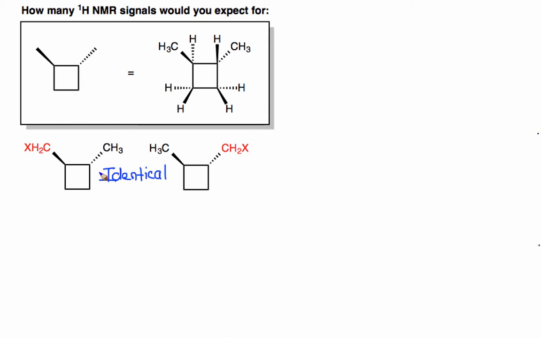Remember, if they're identical, that means the hydrogens on this methyl must be equivalent to the hydrogens on that methyl. So we'll label these as proton A. That would be one signal from those two methyl groups. From there, now let's move on and figure out whether these two hydrogens are chemically equivalent or chemically different.